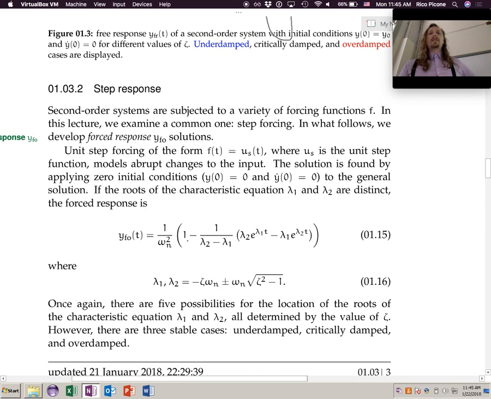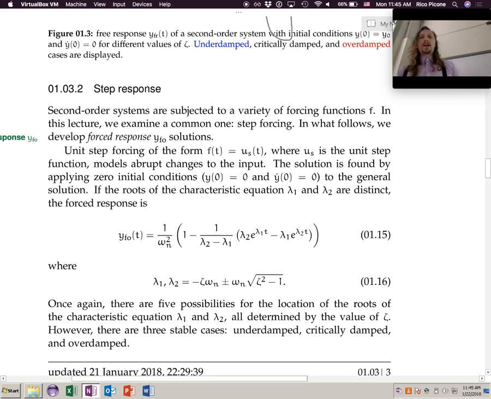This means that instead of going to 0, if it's a stable system, it's going to go from 0 to some new equilibrium position. So once again, our lambda 1, lambda 2 are given by equation 1.16 because they come from the characteristic equation, which doesn't depend on forcing, so it's always going to look like that.